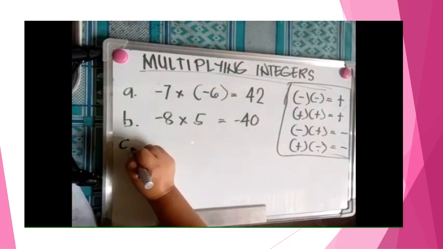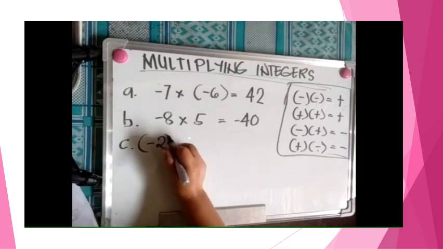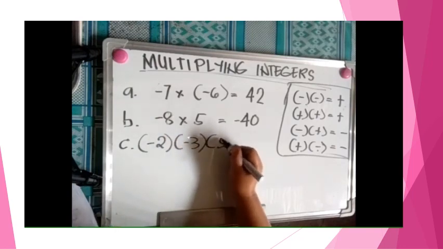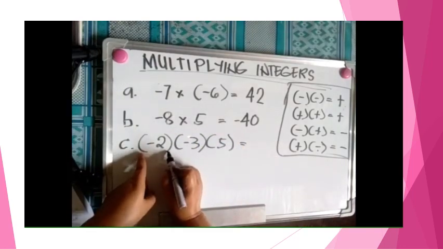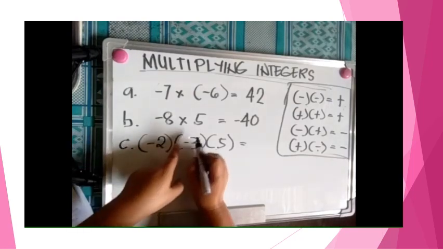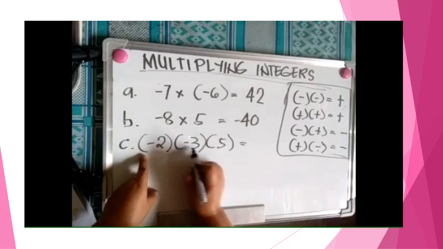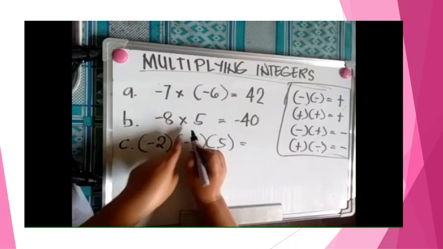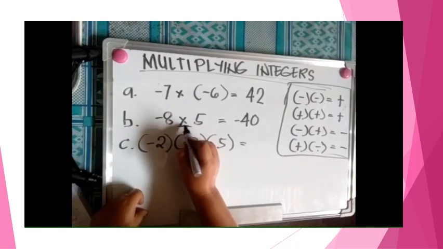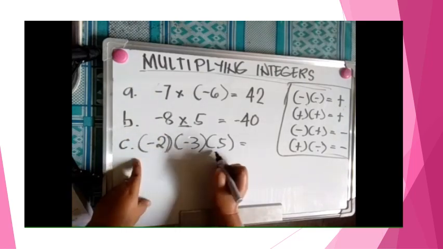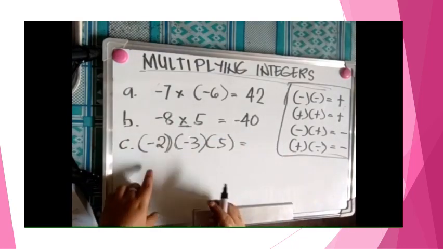Okay. Letter C, we have negative 2 times negative 3 times 5. Okay, class. This parenthesis sign indicates multiplication. So, if two numbers in parentheses are side by side, it means you multiply them. It is no longer necessary to write the x symbol to show multiplication here, since numbers in parentheses side by side already mean multiplication. Okay? So, let's proceed.